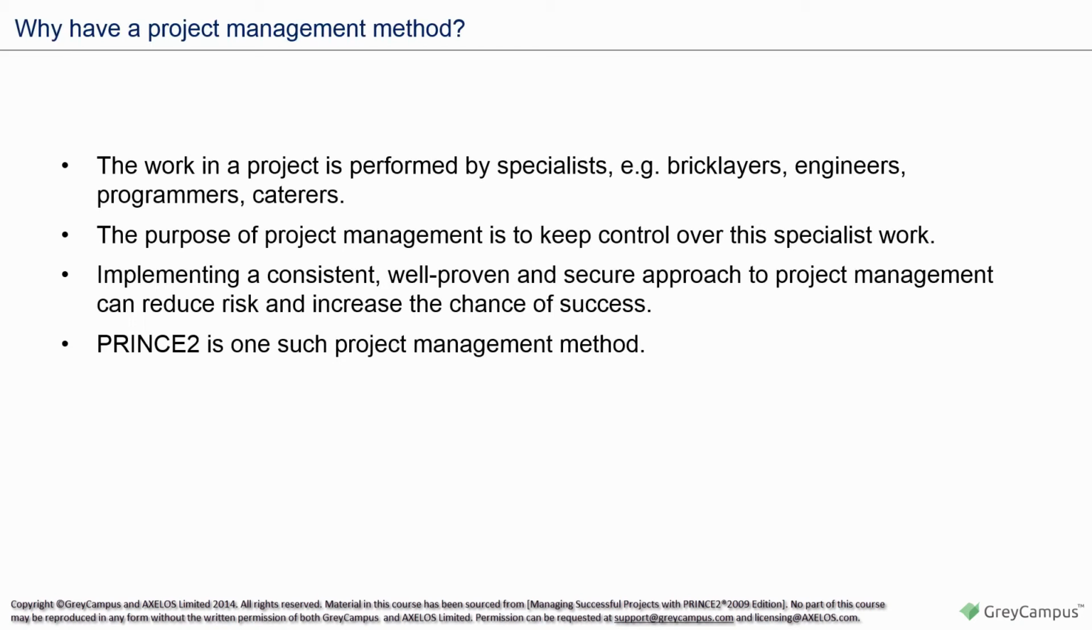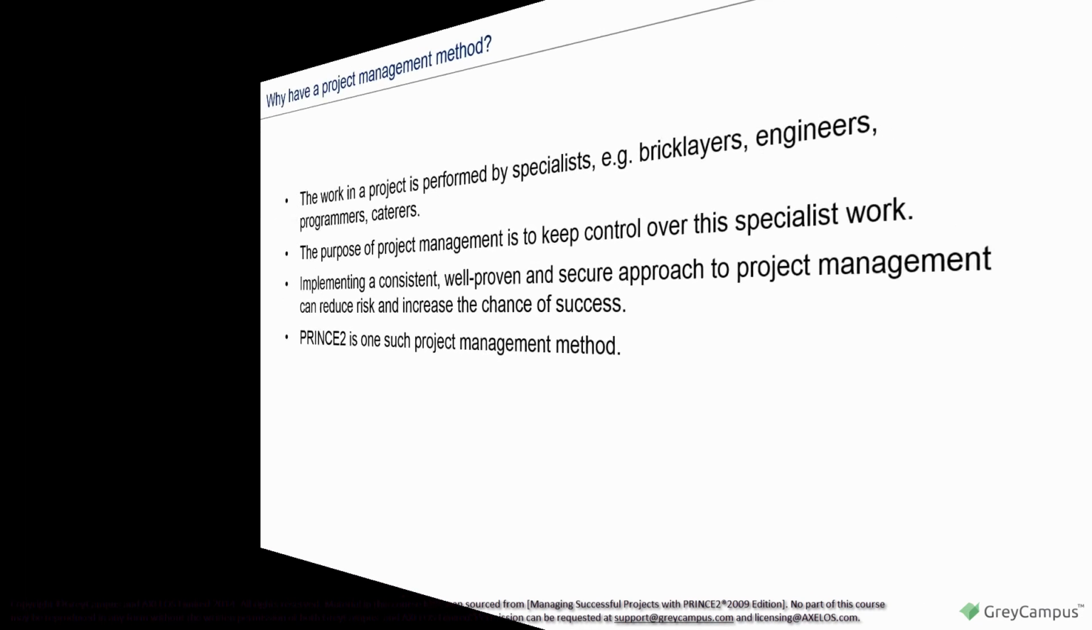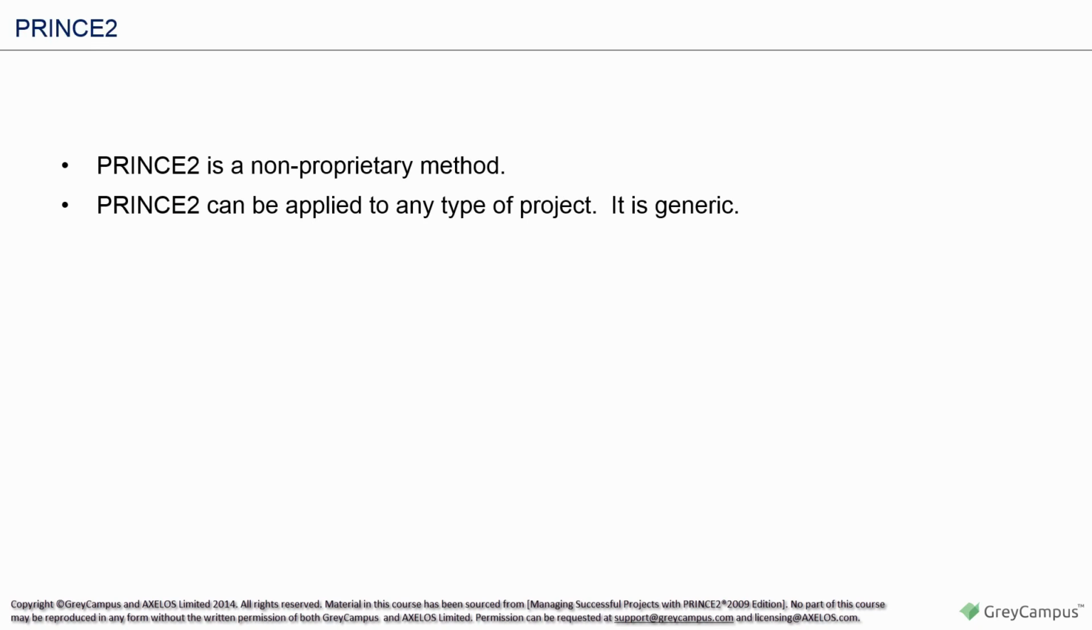Now, one project management method is PRINCE2. So what's special about PRINCE2? Why do so many people use PRINCE2? These are some of its main advantages. It is a non-proprietary method. It's not provided by or associated with a particular company. It was actually created by the UK government. It's administered by a couple of other companies now. But it is in the public domain. Anybody can use PRINCE2. You can also apply it to any type of project. It's a generic method.